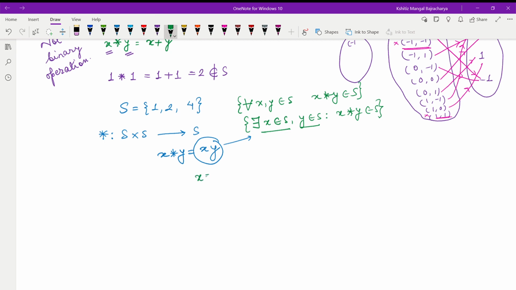Alright. Now let's show that this does not hold. Let's take x equal to 4. Let's take y equal to 2. Then 4 star 2 means 4 times 2, which is equal to 8, and this does not belong to S. So is this a binary operation? No, this is not a binary operation. On the other hand, let's see this one. This is quite interesting.